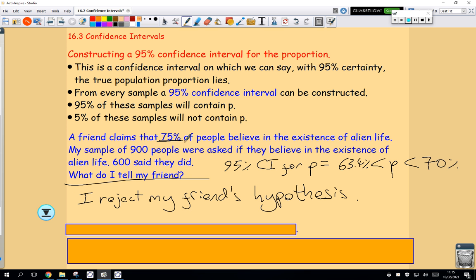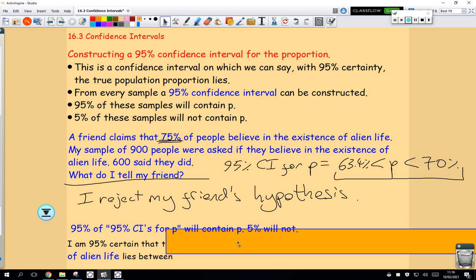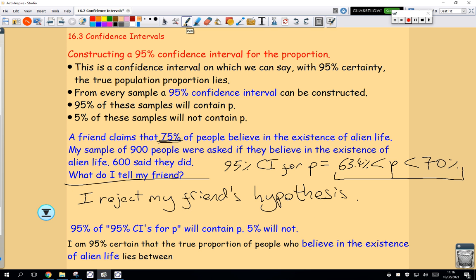Why am I rejecting it? Well, because it doesn't lie within the boundaries of my confidence interval. I'm 95% certain that the true population proportion is somewhere between 63.4% and 70%. I could be wrong, but based on my research, I'm going to disagree with him and I'm going to reject his hypothesis. Okay? Keep remembering that 95% of all 95% confidence intervals for the proportion will contain the true population proportion. 5% won't. Keep remembering that. And remember how to interpret that. I'm 95% certain that the true population proportion of people who believe in the existence of alien life lies between 63.4% and 70%. So I am going to reject my friend's hypothesis where he claims that 75% of people believe in the existence of alien life.